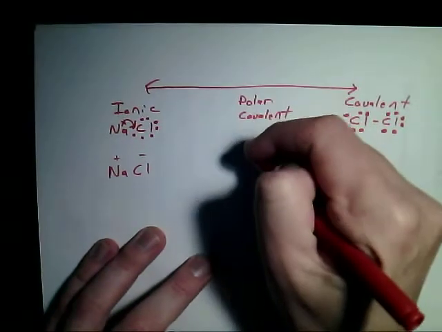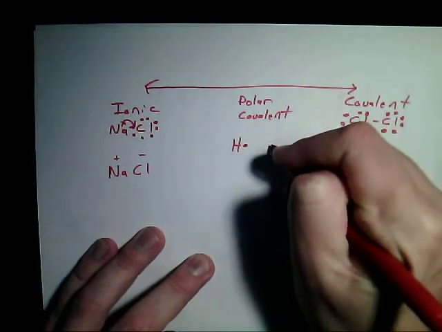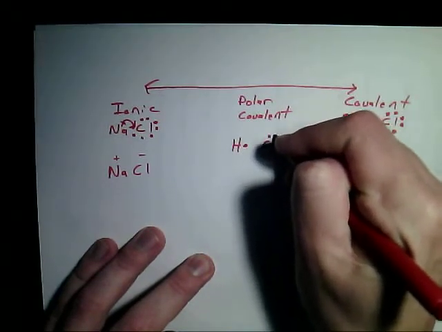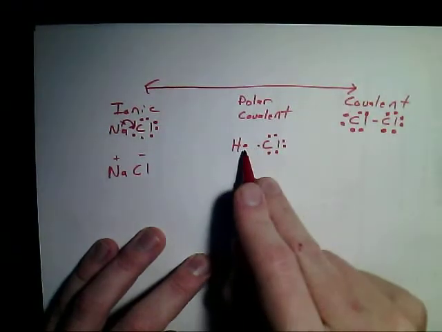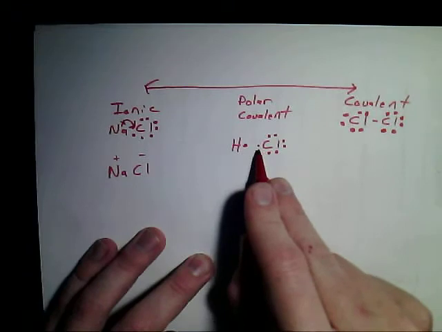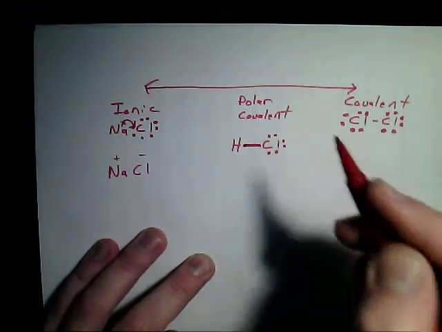Now, as it turns out, there's a third type of bond. Take hydrogen, for example. If it's going to form a bond with chlorine, hydrogen brings one electron to the party. Chlorine brings 7 valence electrons. They're going to share 2 electrons there just like that.